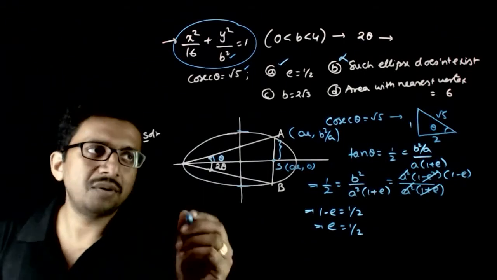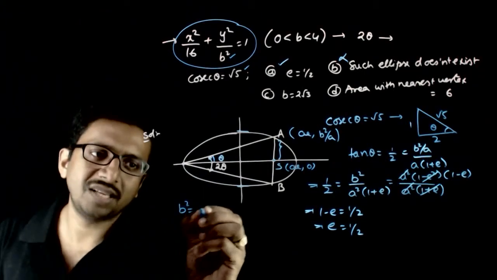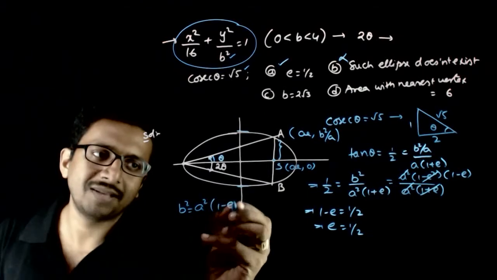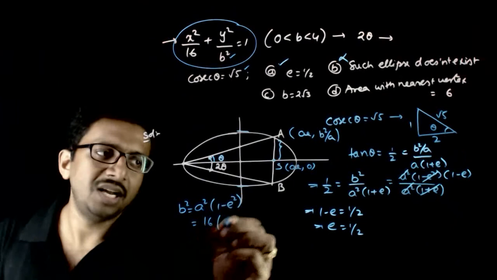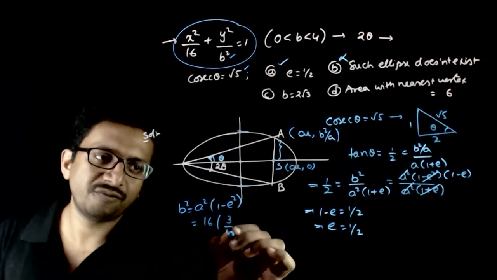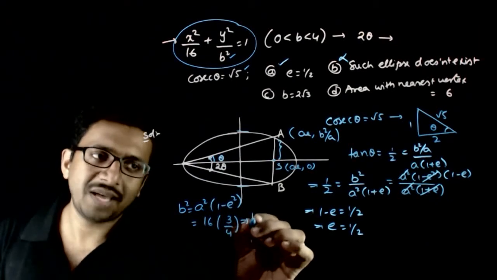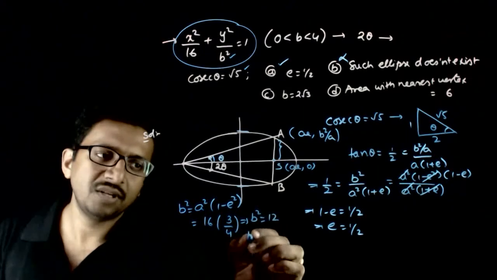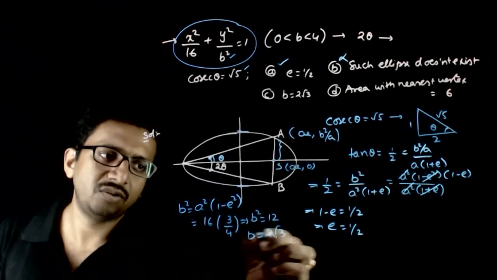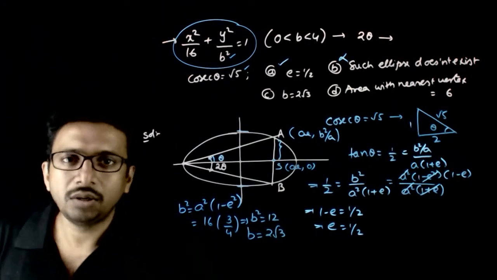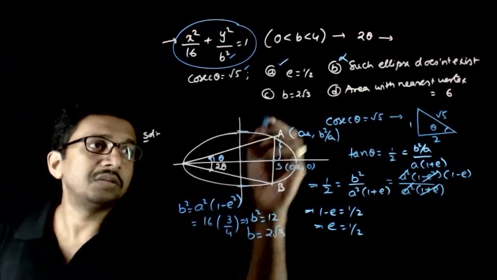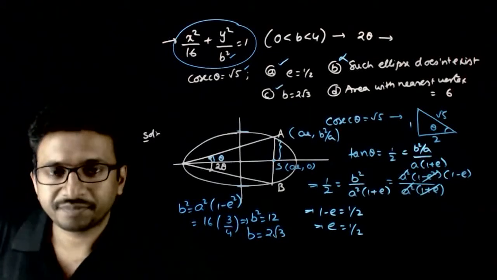So if e is equal to half, we know that b square is equal to a square times 1 minus e square. That is equal to 16 into 1 minus 1 by 4, which is 3 by 4. This implies b square is equal to 12. So b is equal to 2 root 3. The value of b is equal to 2 root 3. So option C is also right.